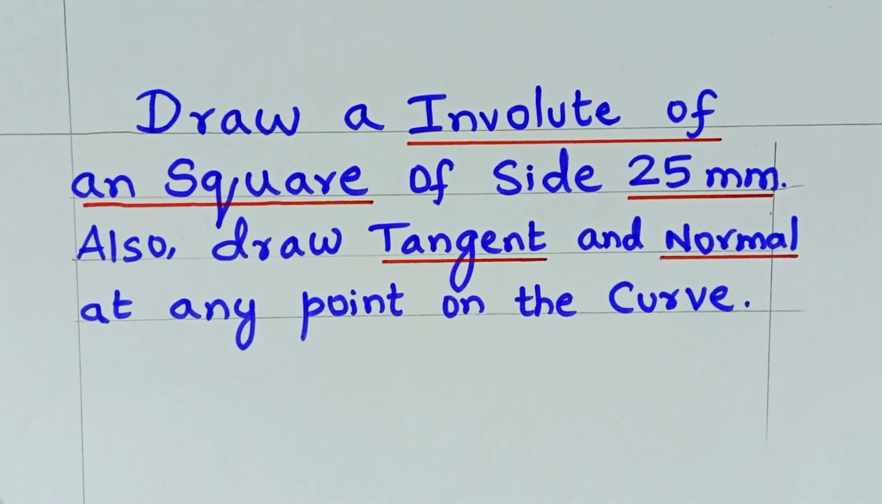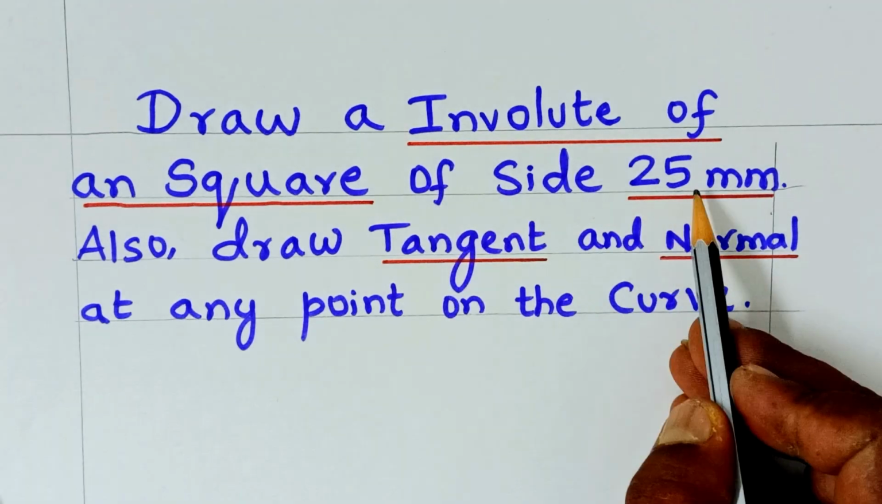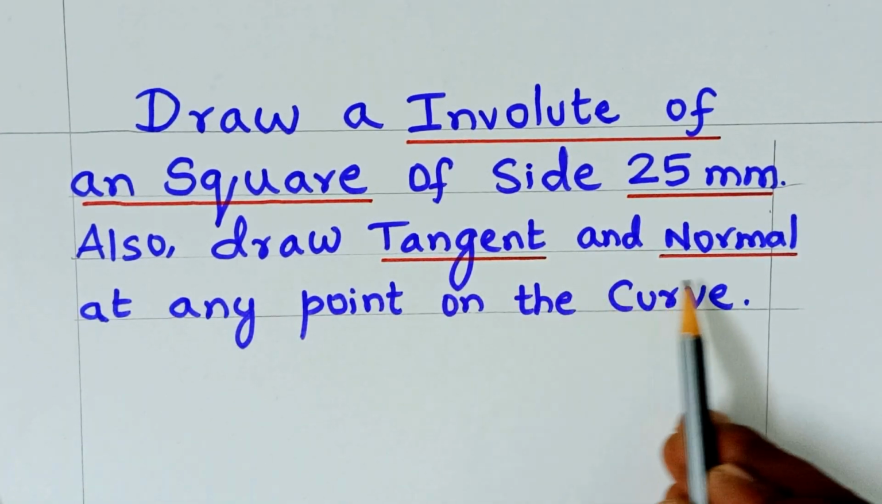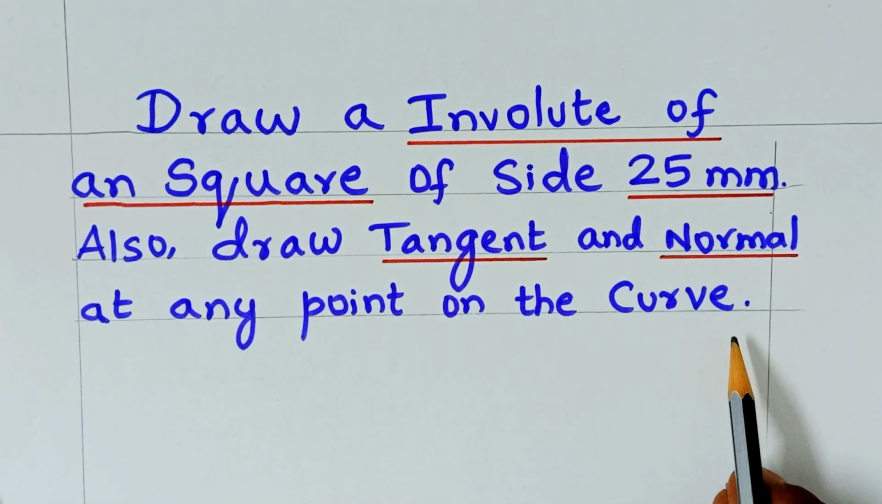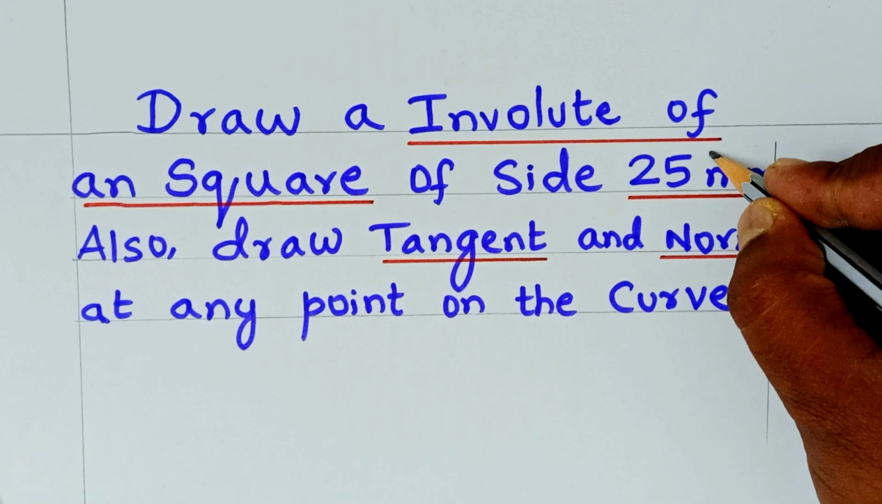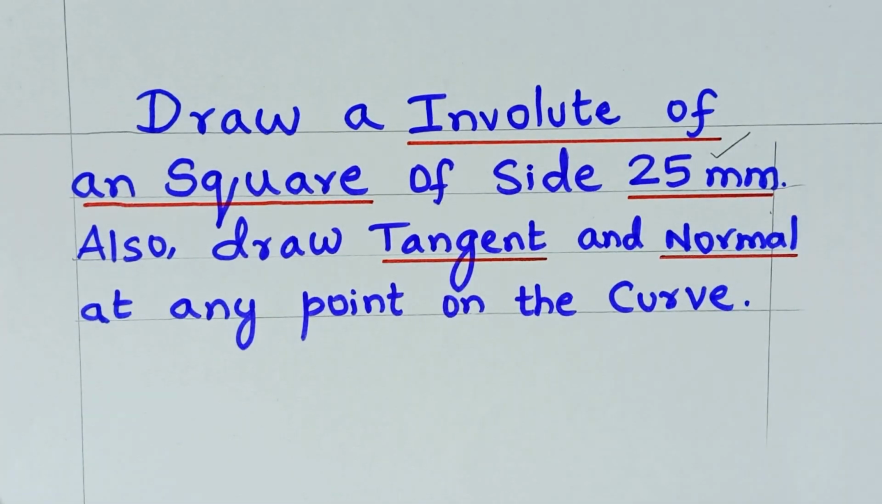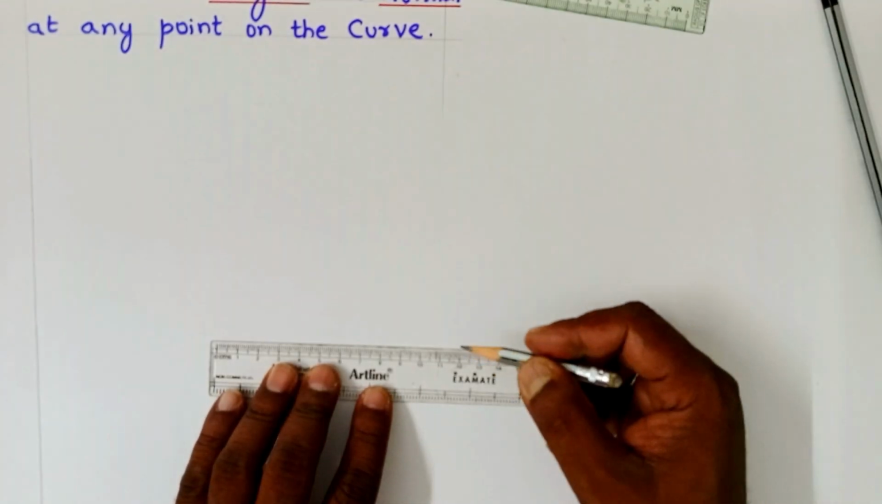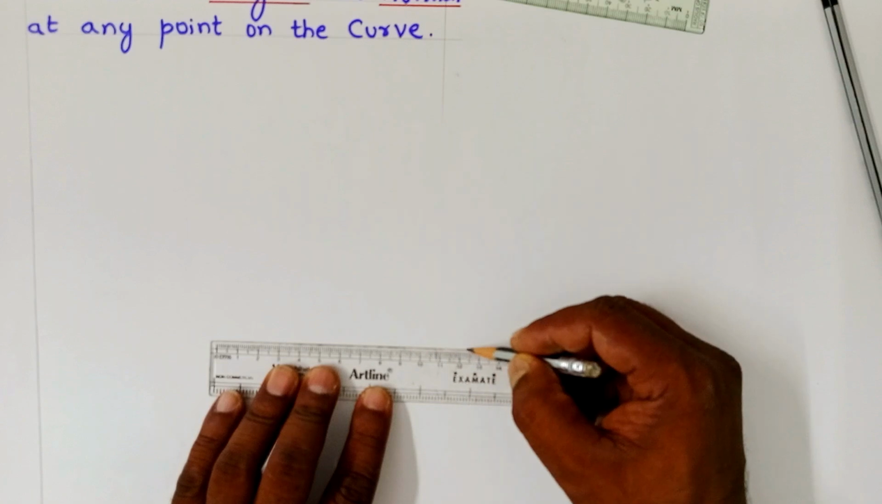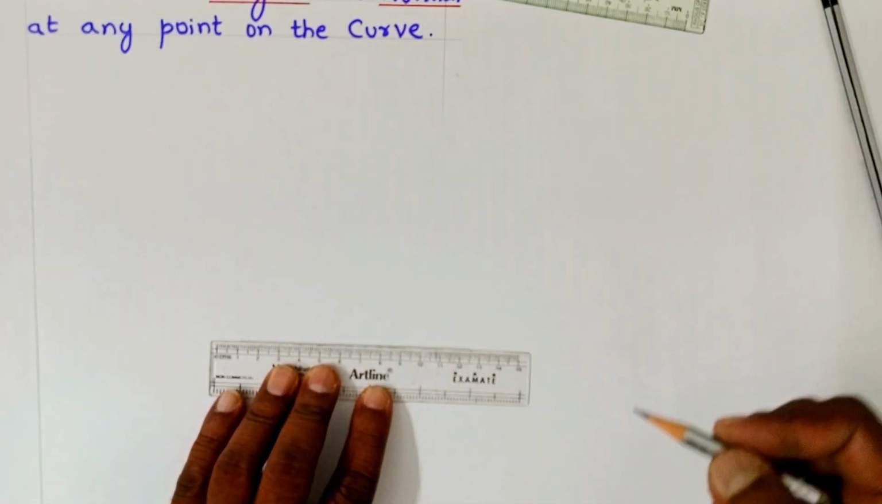Please read the question. Draw an involute of a square of side 25 mm. Also draw a tangent and a normal at any point on the curve. So 25 mm means 2.5 centimeter. Using the scale or drafter, what is called a roll-on scale, draw one lighter line as a reference.